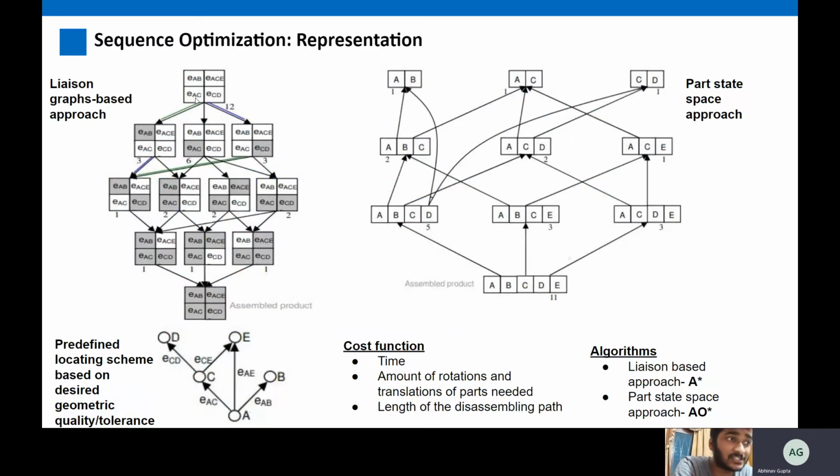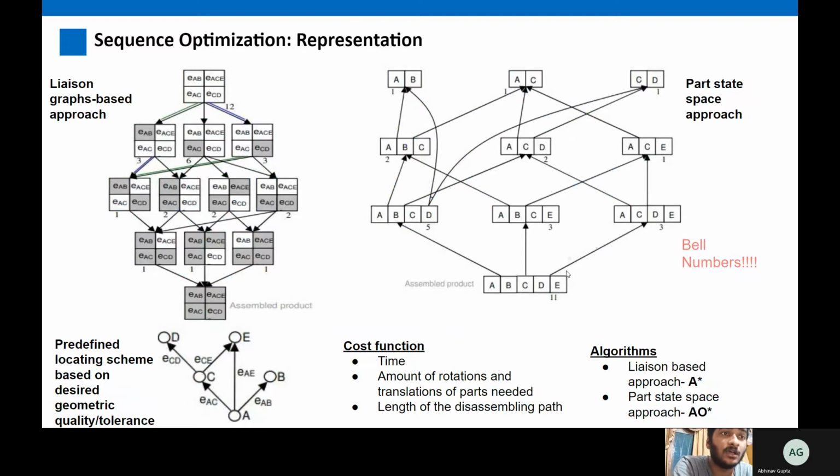transformations are restricted by the very fact that the designer has given this very specific locating scheme that restricts our state space. Same goes for the other approach, the part state space approach, in which we do it in a reverse process. We consider first the final assembly A, B, C, D, E, and then we keep on disassembling this. So it could go A, B, C, D, A, B, C, E, A, B, C, D, E. There are other ways it could go into other possible configurations as well. But like I said, this locating scheme restricts all those methods.